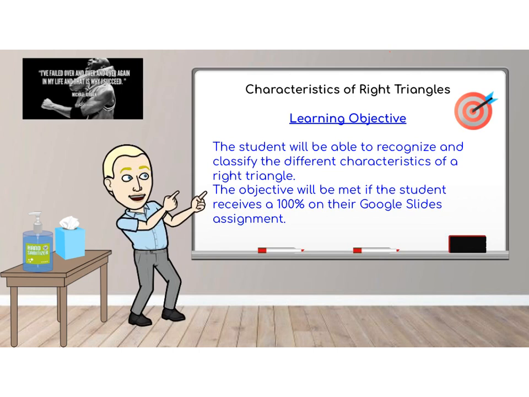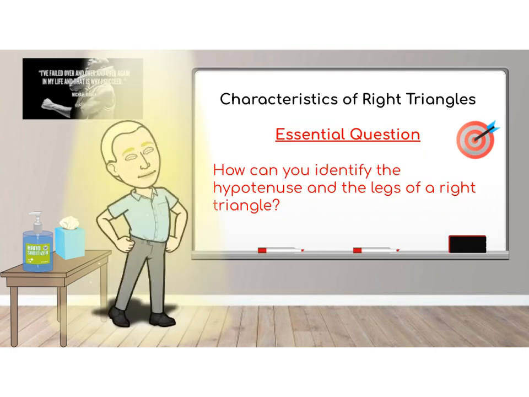Our learning objective: the student will be able to recognize and classify the different characteristics of a right triangle. The objective will be met if the student receives a 100% on their Google Slides assignment. Our essential question: how can you identify the hypotenuse and the legs of a right triangle?